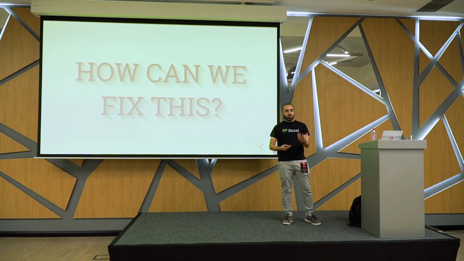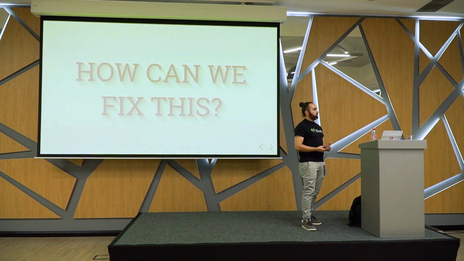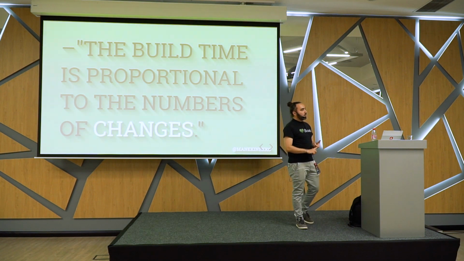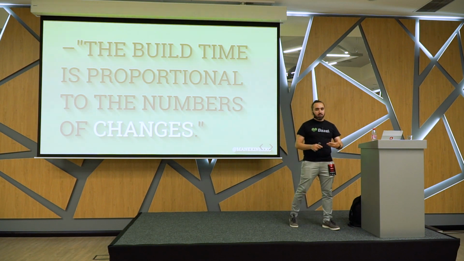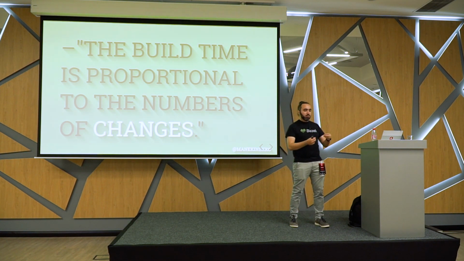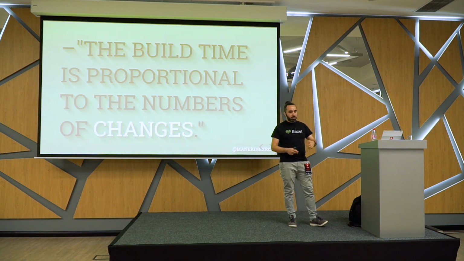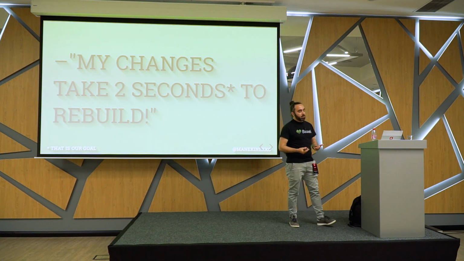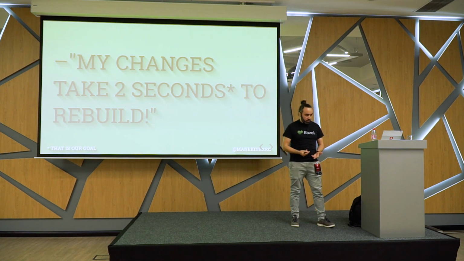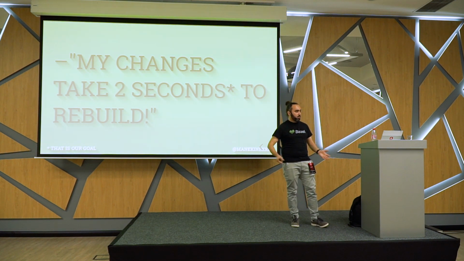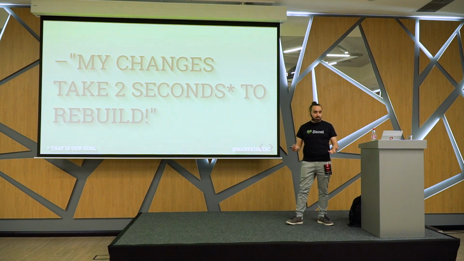So how can you fix this? What's part of the solution? What we need to fix first is we should have build times that are proportional to the number of changes, not files. So if you're changing two lines in one file, you only need to build that one file, not the whole application. And also, ideally, you want it to take only a couple of seconds to rebuild, even if you have thousands of components or source files.